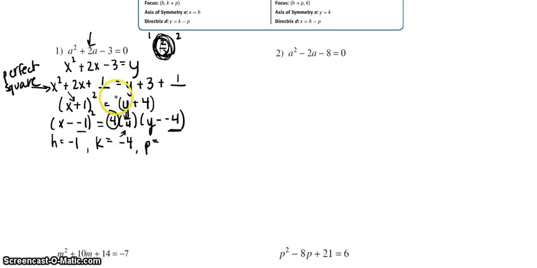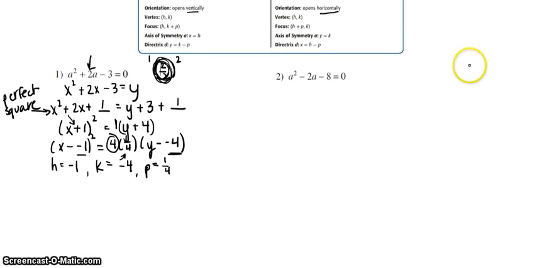But right now we just have 1, so we have to figure out what fraction can go here that cancels this 4 out and just leaves us with 1. Well, that's just going to be 1/4. Alright, so now all we have to do is plug everything else in. So if you look here, our orientation will be that it opens vertically.